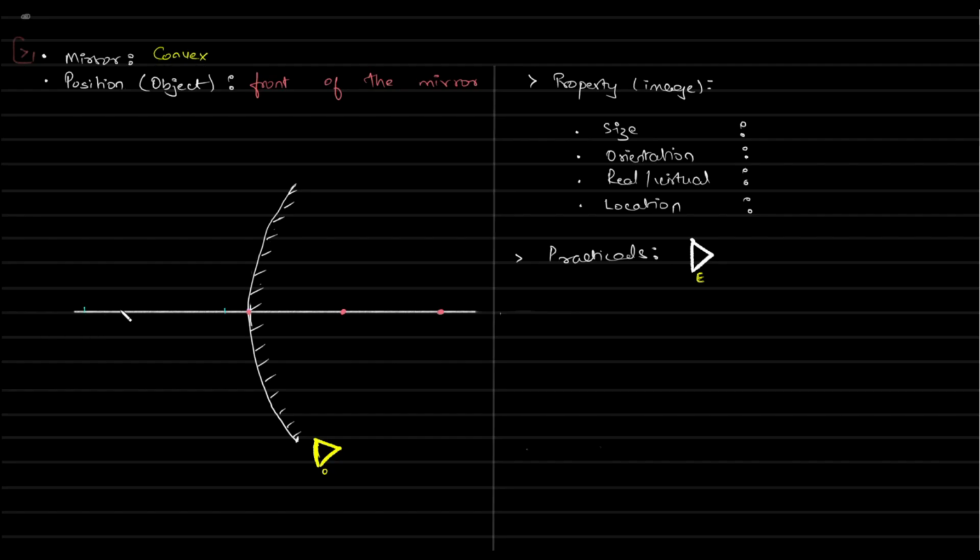So my suggestion is take a very big object, almost the same length as the mirror. You will see why. So the very first ray is one which is parallel. So what will happen? It will reflect as if it's coming from focus. So this is a solid line and this is a dashed line.